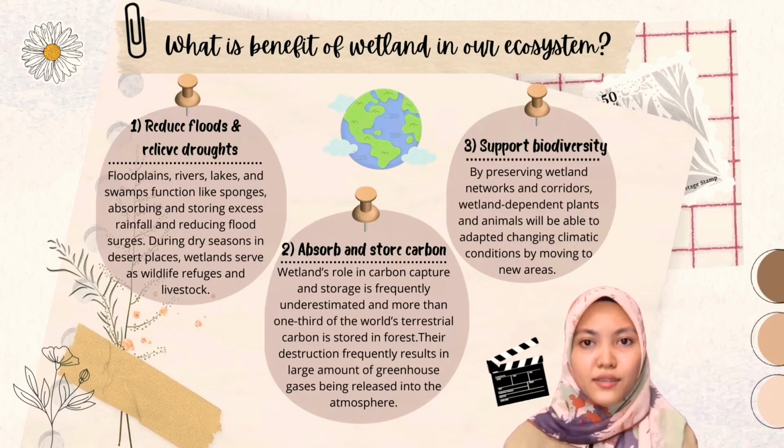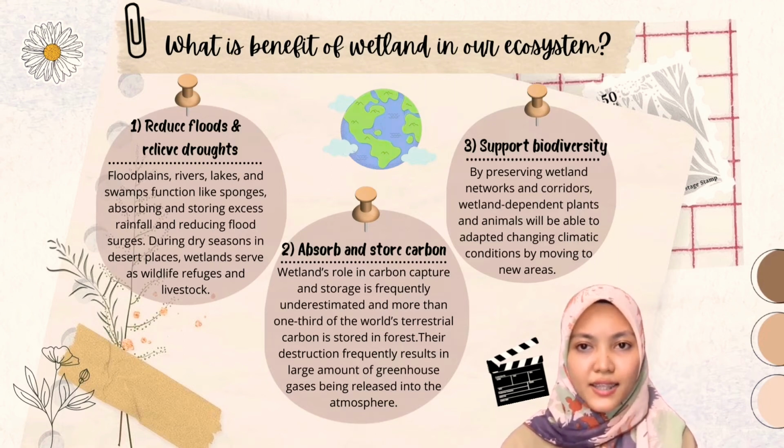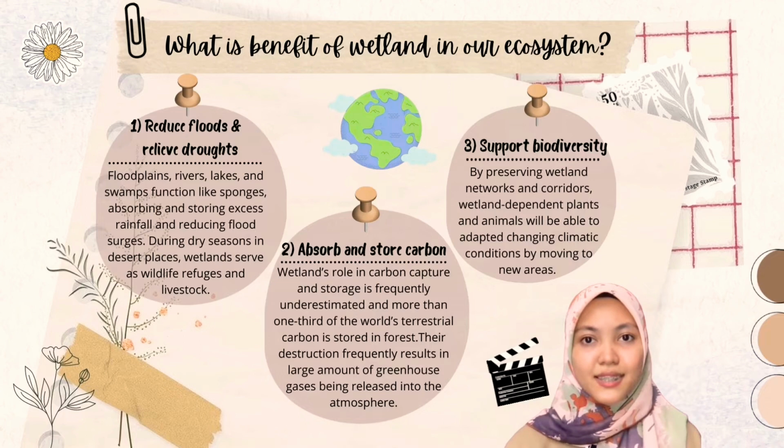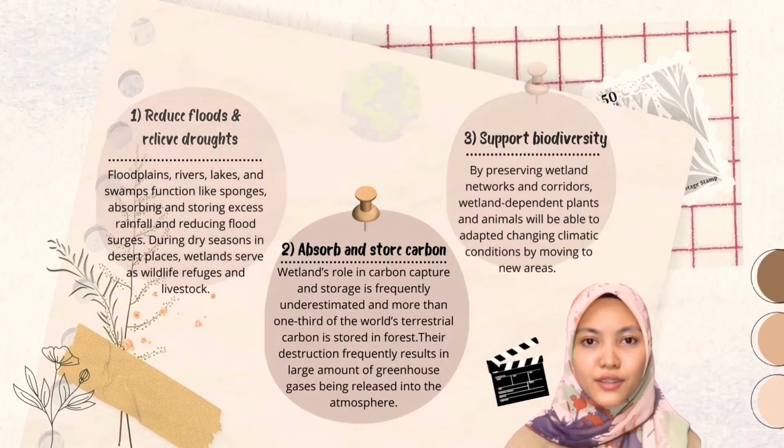Second, absorb and store carbon. Wetlands' role in carbon capture and storage is frequently underestimated, and more than 1/3 of the world's terrestrial carbon is stored in wetlands. Their destruction frequently results in large amounts of greenhouse gases being released into the atmosphere. Third, support biodiversity. By preserving wetland networks and corridors, wetland-dependent plants and animals will be able to adapt to changing climatic conditions by moving to new areas.